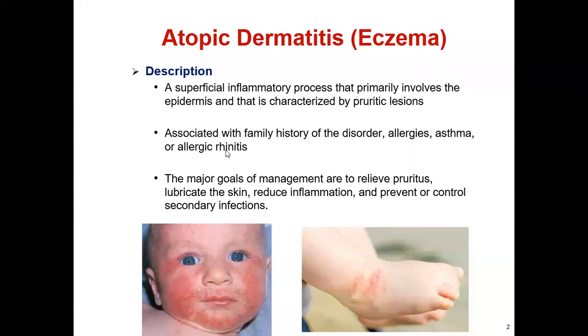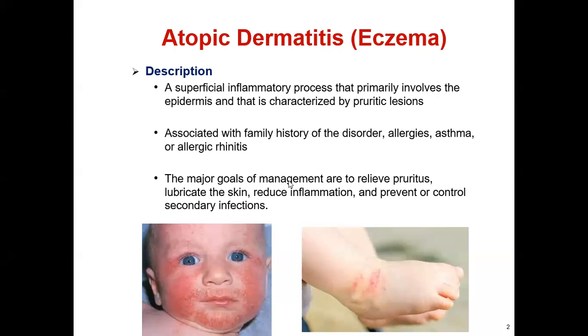So the person who has allergies or asthma or allergic rhinitis has a chance to develop atopic dermatitis. So it is a trigger factor. The basic pathology is a defect in the skin barrier mechanism and increased susceptibility to allergies and environmental irritations.